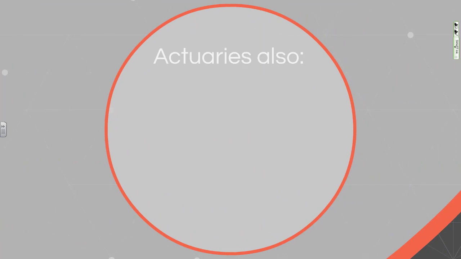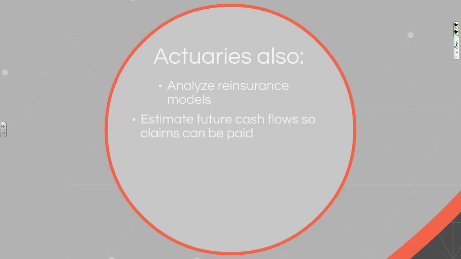In addition to pricing risk, actuaries also analyze reinsurance models. When an insurance company purchases reinsurance, it changes its total risk exposure. And so part of the determination of the price of risk must include any reinsurance that the insurance company has purchased or is considering purchasing. They also estimate future cash flows to make sure that claims can be paid by setting up reserves.